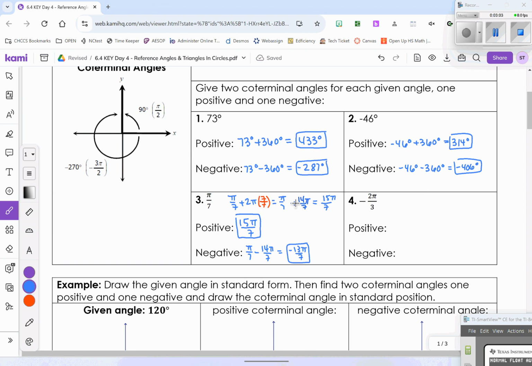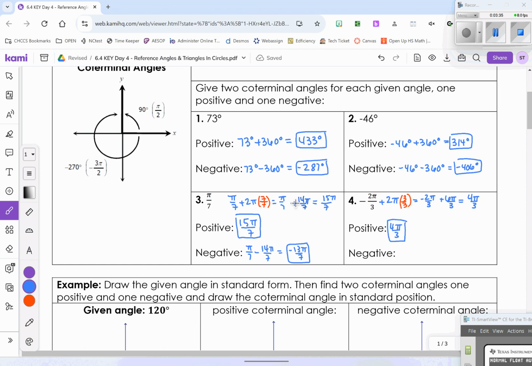So looking at question number 4, we have negative 2 pi over 3. So to find the positive angle measure, we're going to again add 2 pi radians to that. We need a common denominator, which means I would multiply this by 3 over 3 to get my common denominator. So this gives me negative 2 pi over 3 plus 6 pi over 3. And so then that would give me 4 pi over 3. So that is my positive measure, 4 pi over 3, that's coterminal.